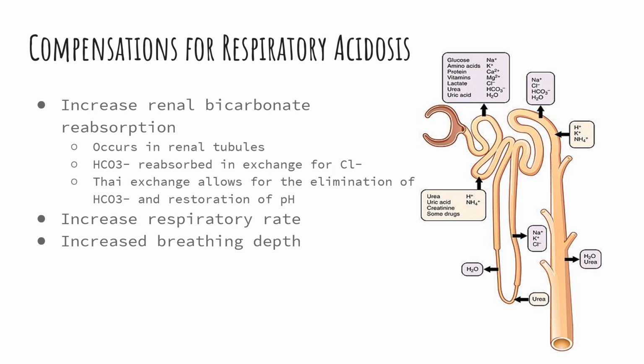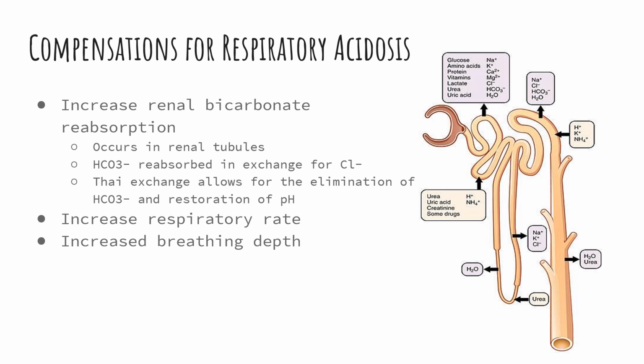The primary compensatory response is to increase renal bicarbonate reabsorption. The kidneys reabsorb more bicarbonate ions from the urine, which helps raise the blood bicarbonate levels and restore the pH towards normal ranges. Bicarbonate ions are reabsorbed by the renal tubules. These ions are exchanged for chloride ions through bicarbonate-chloride exchange. The exchange occurs mainly in the proximal tubules of the kidneys.